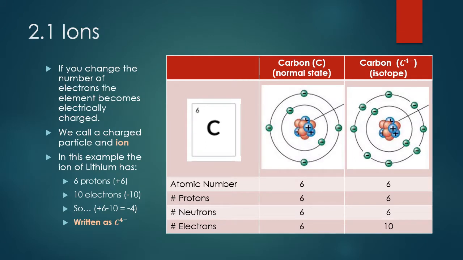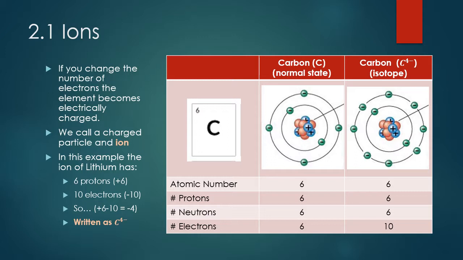Next, let's look at what happens when we leave the number of protons and neutrons the same, but we change the number of electrons. When you change the number of electrons, they call this an ion. So an isotope is when you change the number of neutrons. An ion is when you change the number of electrons.